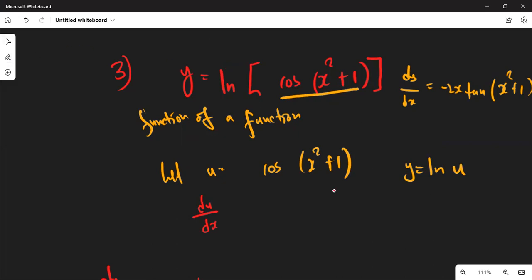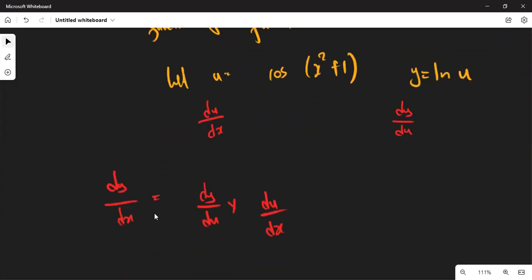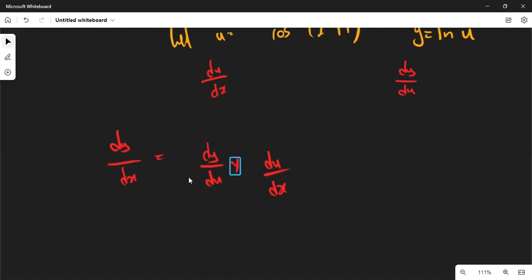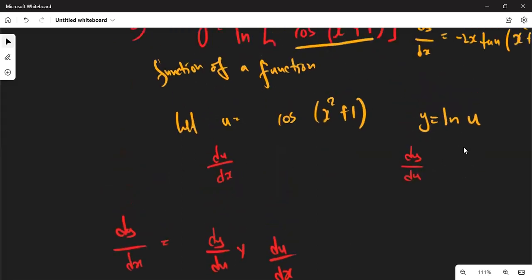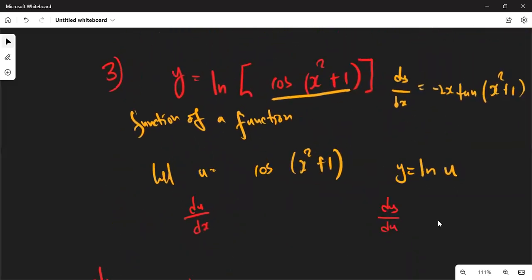Remember, this is what you need on your... du, sorry, this is dy du. Remember what you need here on your formula. Let's get our formula here. We need du dx here, and dy du. So these are the 2 things that you're going to need from this part. So that's what you're going to have at the end.